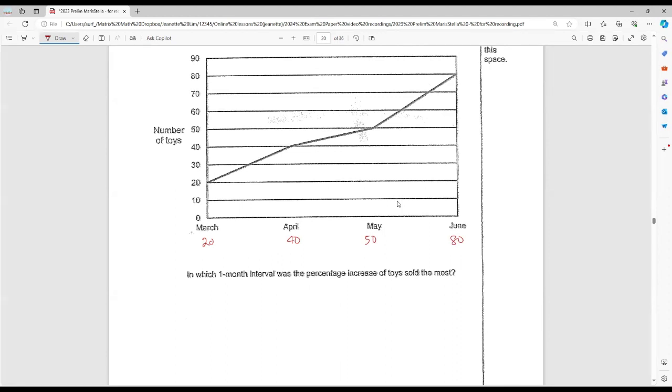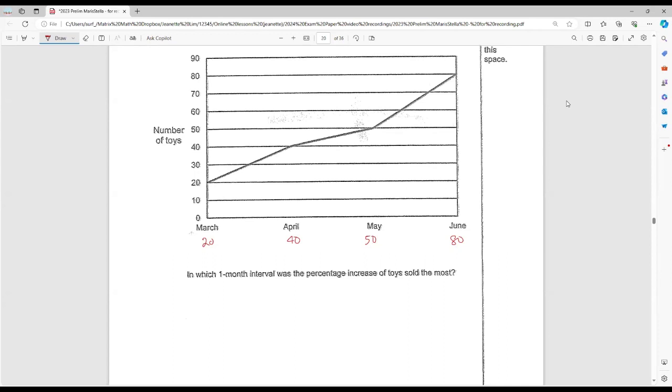So the greatest increase, right? Sorry, we're not looking for the greatest increase. We're looking for the greatest percentage increase. Now, that is different from the greatest increase. If you look at greatest increase, just look at the graph, we know it's May to June because it increases by 3 bars, more than March to April and April to May. But that is not what we're looking for. We're looking for percentage increase. We have to calculate the percentage increase for each month's interval.